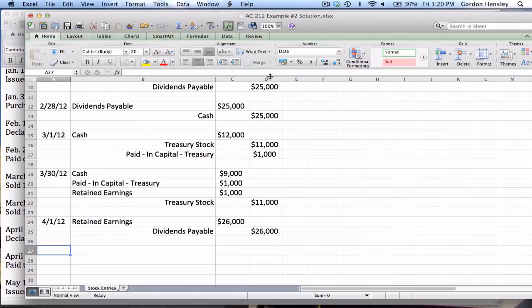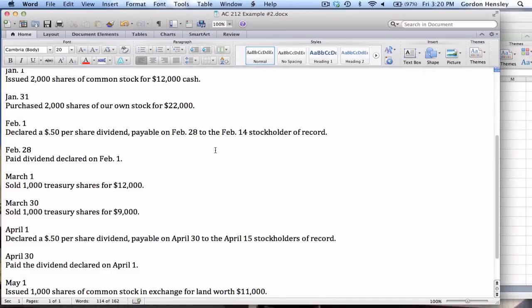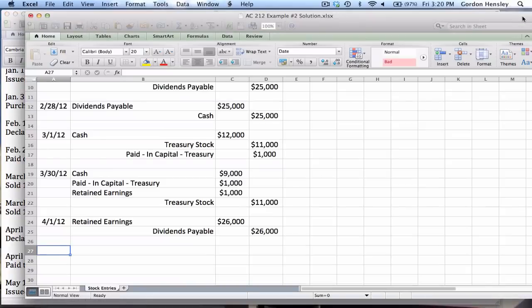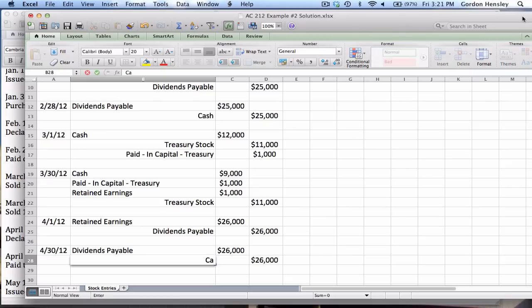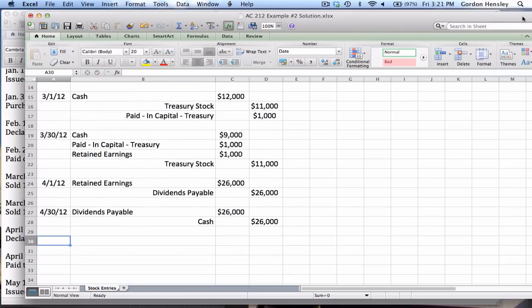And then the next transaction, which is on April the 30th, we are simply going to pay the dividend. So this is on April the 30th. It's going to cost us $26,000. Since we're paying for it, we are settling the liability, and we're going to pay for that with cash. So we'll debit dividends payable and credit cash.